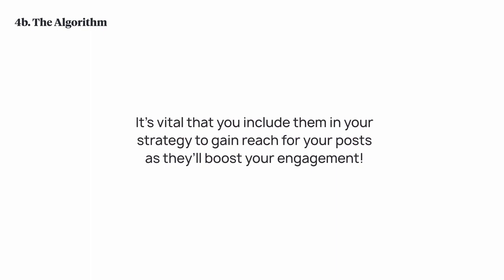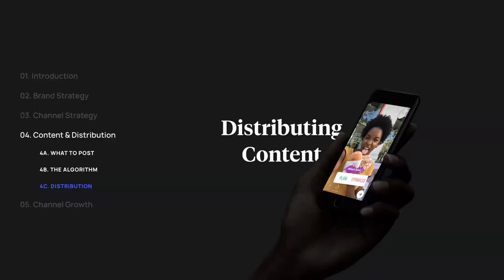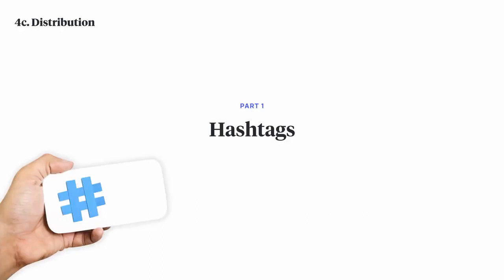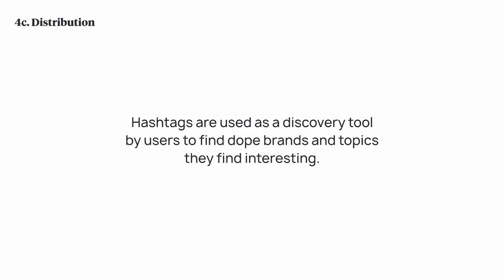So if you can get influencers to do a shout out, or to post or repost your content or whatever it may be, that'll get you a lot more people coming to your page every single time, right? Now we actually go into the distribution piece. So there's hashtags, there's stories, and then there's engagement groups. Hashtags are used as a discovery tool to find dope brands and topics that people find interesting.